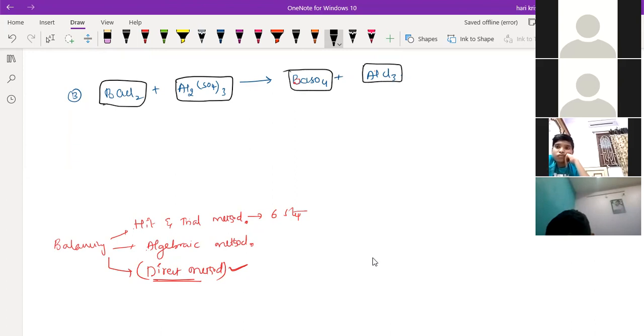Now tell me, how many bariums are there on the reactant side? Only 1 barium. Chlorides are 2, but barium is only 1. What about on the product side? There also are 3 chlorine and 1 barium. So barium is still 1, and the sulfate. So bariums are balanced. What about the chlorines? 2 and 3. So chlorides are not balanced.